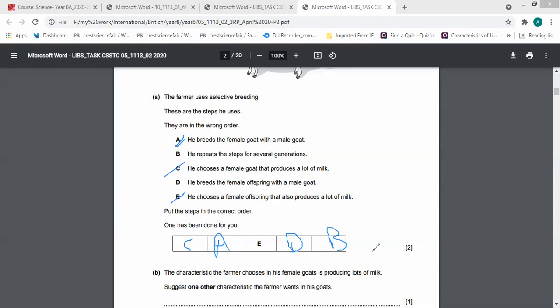C, A, E, D, B. Firstly, chooses a female goat that produces a lot of milk to improve the species, and then breeds the female, which he chose firstly, with a male goat, and then chooses a female offspring that also produces a lot of milk, and then breeds this female offspring with a male goat, and the last one repeats the steps for several generations. Have you finished? Yes. Okay.